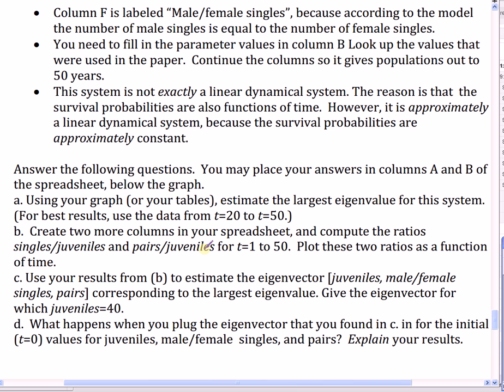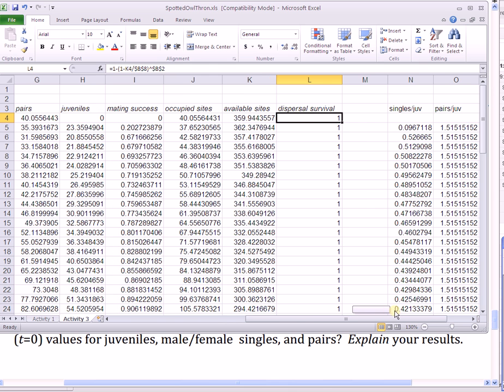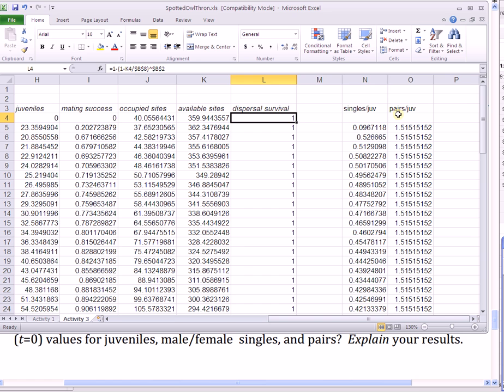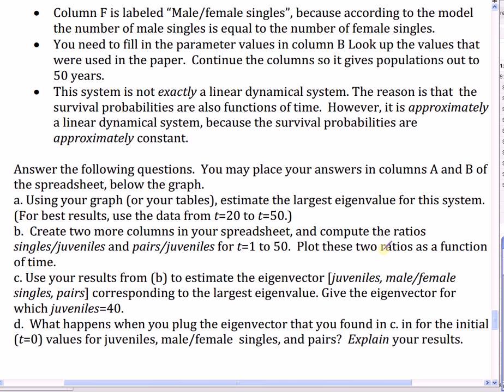So where are we now? What I want you to do here is create two or more columns in your spreadsheet and compute the ratio of singles to juveniles and paired to juveniles for t equals 1 to 50. I'll show you what I did on mine. The two columns were over here. I did singles over juveniles and pairs over juveniles, two more columns there. And then I want you to plot those two ratios as functions of time, and see what the graphs look like.